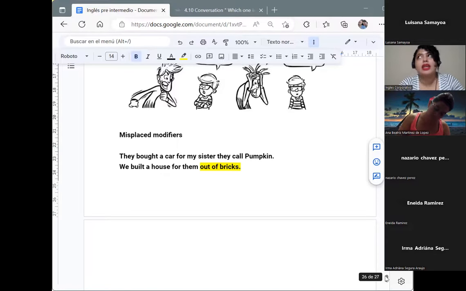But in this case, it's like we have the complete statement. We built a house for them. Construimos una casa para ellos. And that's perfect. That is a perfect sentence. Y agregarle, ¿verdad?, esa última parte, it is not necessary. No es tan necesario.